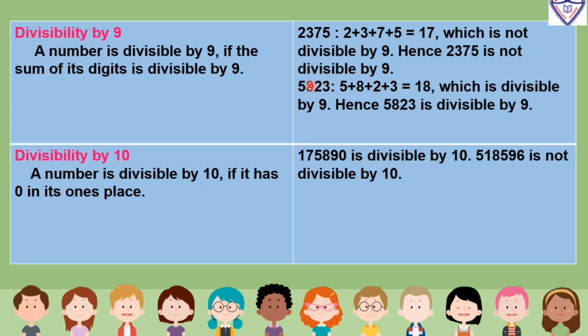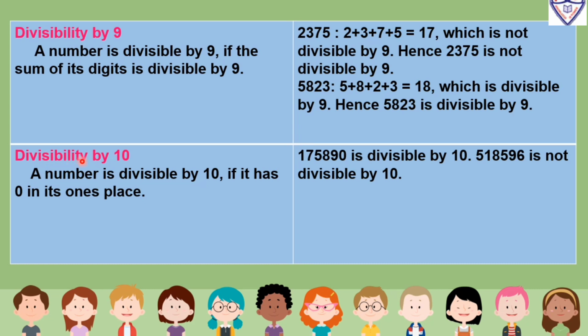Second example, 5823. So first we have to add 5 plus 8, 13. 13 plus 2, 15. 15 plus 3, 18. So first we have to see whether 18 will come in the 9 table. Yes, 9 twos are 18. So it is divisible by 9. Hence 5823 is divisible by 9.